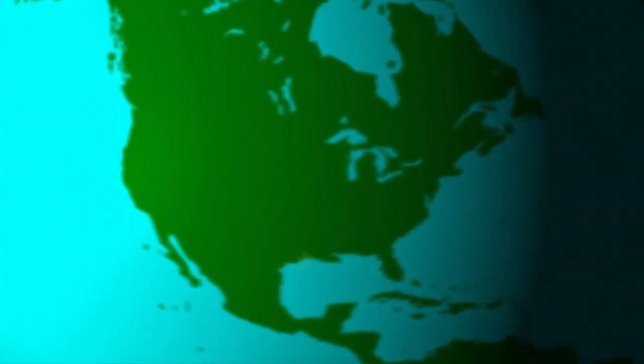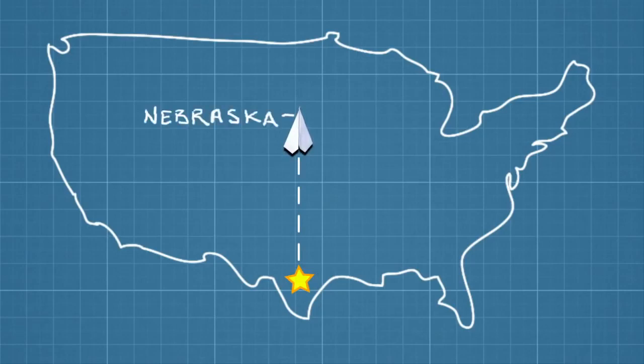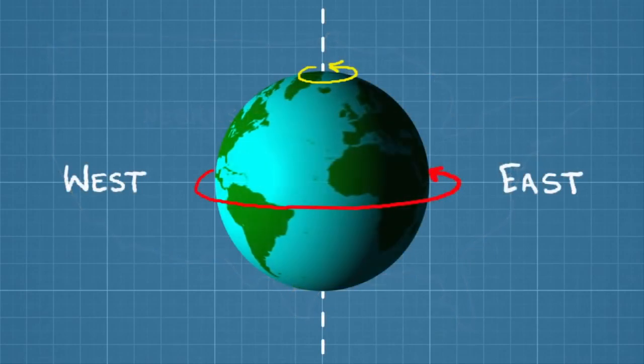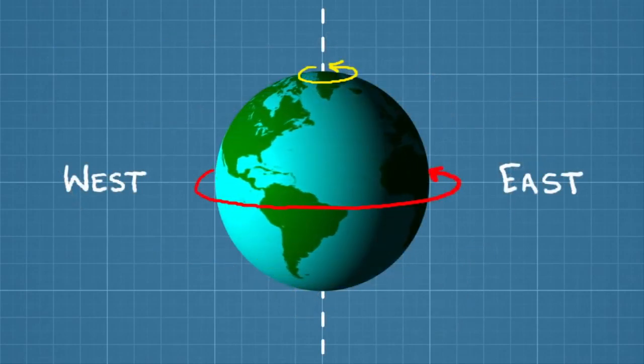So imagine you were standing in Texas and had a magic paper airplane that could travel hundreds of miles. If you threw your airplane directly northward, you might think it would land straight north, maybe somewhere in Nebraska. But Texas is actually spinning around Earth's axis faster than Nebraska is, because it's closer to the equator.